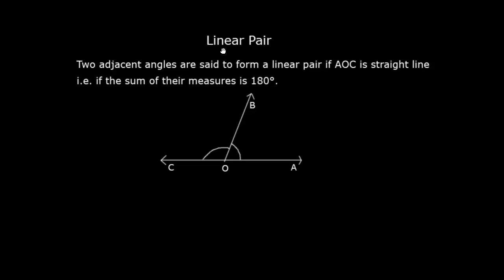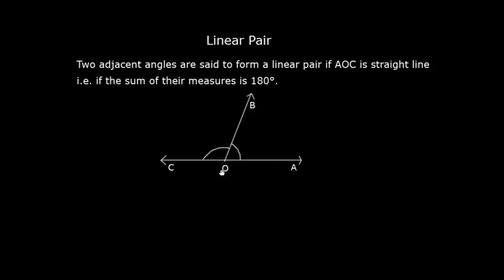Linear pair. The concept of linear pair is very important in geometry. Two adjacent angles are said to form a linear pair if AOC is a straight line, if the sum of their measures is 180 degrees. Whenever the sum of two adjacent angles is 180 degrees, then their non-common arms are always opposite rays, and two opposite rays always form a straight line. So, if the sum of two adjacent angles is 180 degrees, then their non-common arms form a straight line. For instance, COA is a straight line.